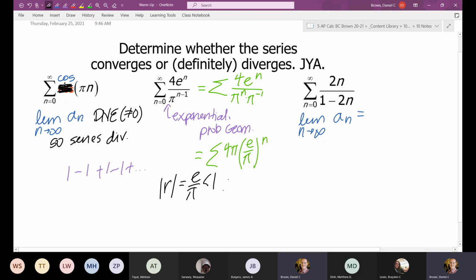Since it's less than 1, the series converges by... not nth term test. What am I doing? Try that again. Converges by geometric series test. But what I should do is over in this first one, include by the nth term test.